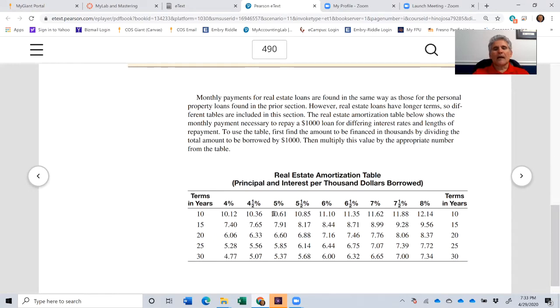Just like most of the things that we've looked at before, there's going to be another table that we can use as a lookup. Most home loans are in a 10, 15, 20, 25, or 30-year term. So we have those broken down, and then we have the interest rates of what you normally would see from 4% all the way to 8.5%. Okay, so I'm sure we're going to reference this real estate table.